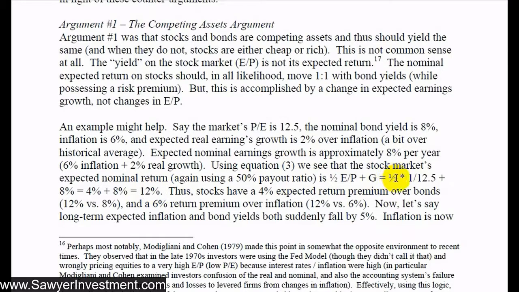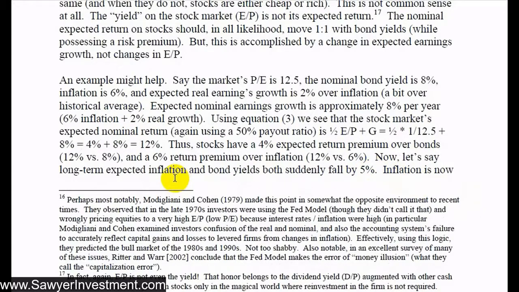And that's basically a payout ratio of 50% times the earnings yield, which is 1 divided by the PE ratio of 12.5, and then plus the nominal earnings growth rate, which we calculated here. And so the sum of those should give us 12%. And this is basically the current dividend yield plus the nominal dividend yield growth rate going forward. And so since stocks' expected return is 12% here, and bonds are yielding 8%, then stocks have a 4% premium over the bonds. And since inflation is 6% and the return to the stocks is 12%, then we have a 6% real return on the stocks.